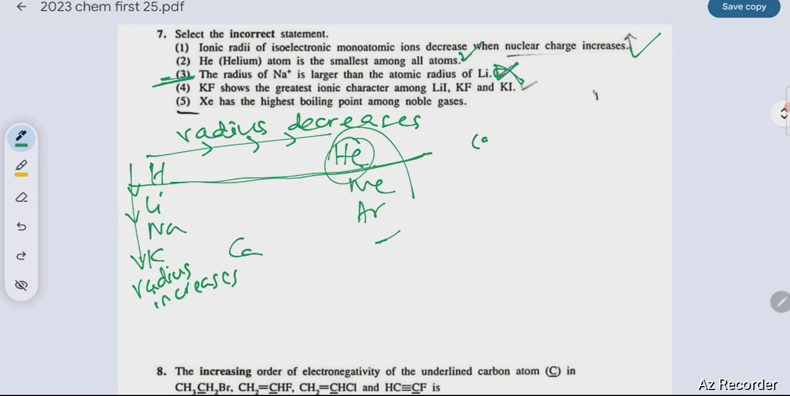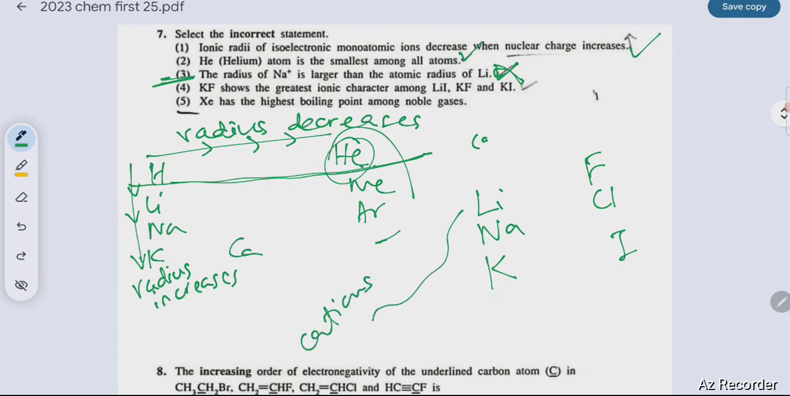Potassium fluoride shows the greatest ionic character among lithium iodide, KF and KI. If we take lithium, sodium, potassium, and here we have fluorine, chlorine, iodine, these form cations. Now they are asking about the ionic character. Ionic character increases in cations when the radius is larger.